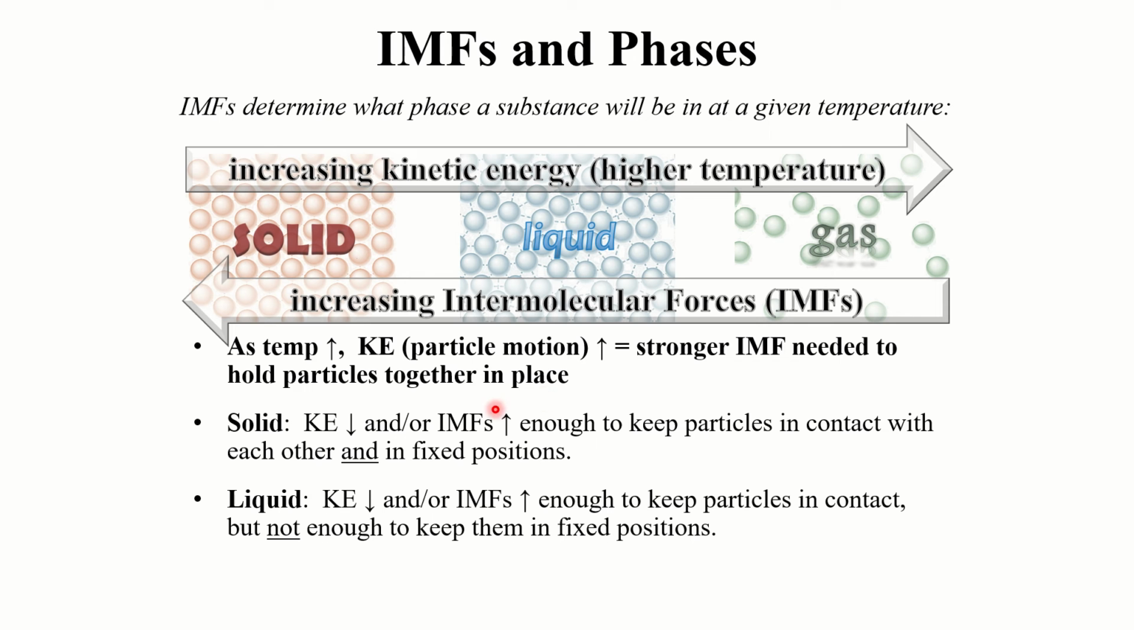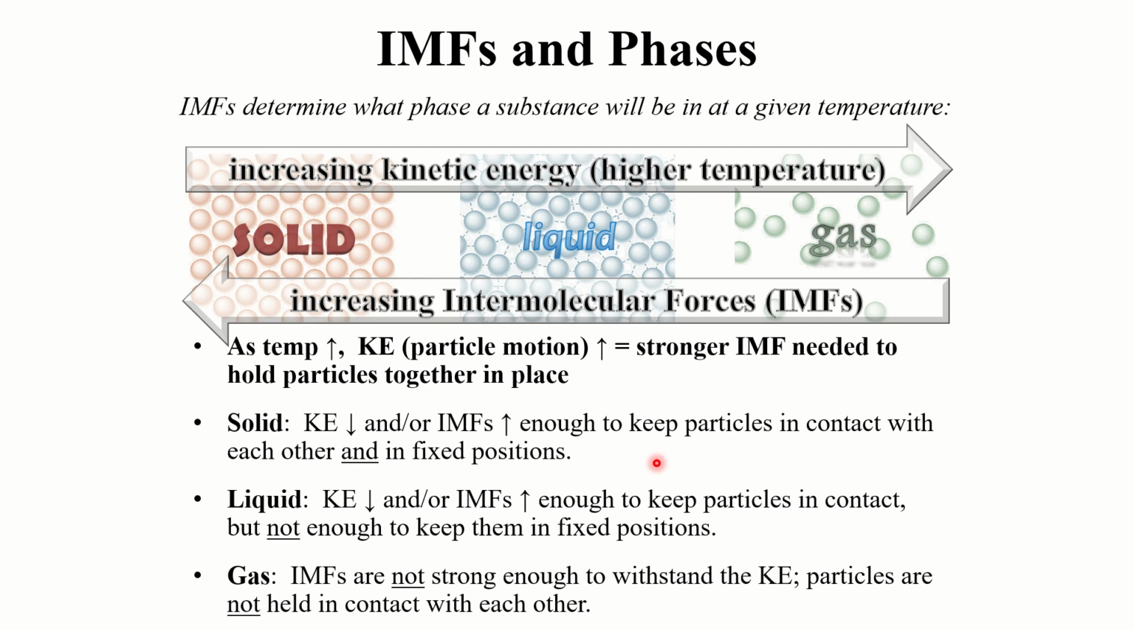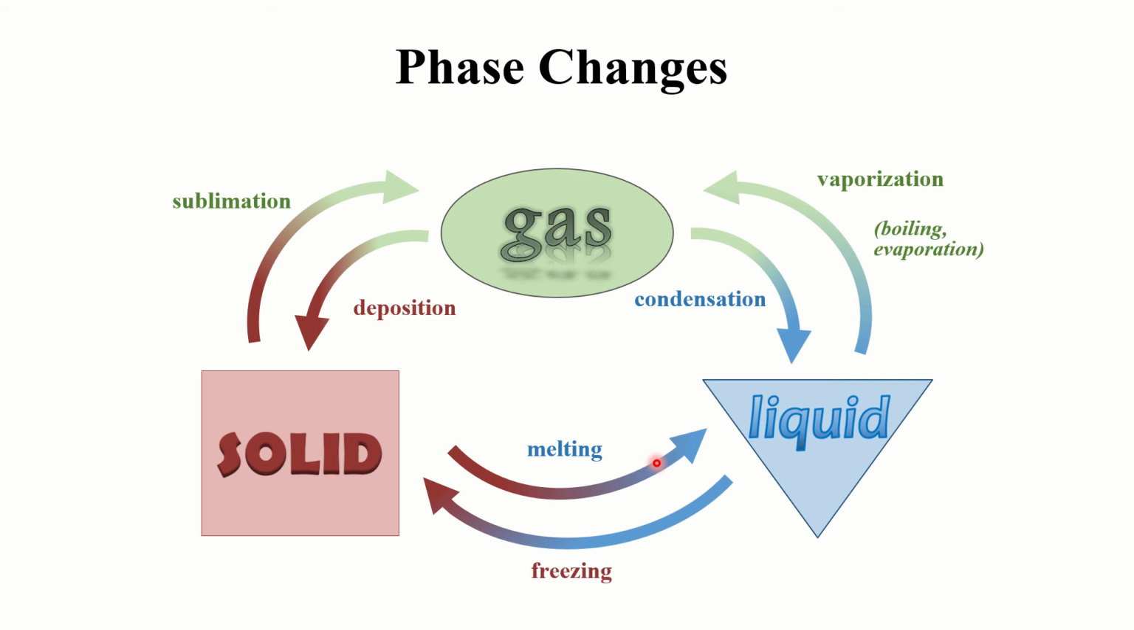In a liquid, we generally have low kinetic energy or low temperatures, and/or we have IMFs that are strong enough to keep the particles in contact with one another, but not so strong that they can be kept in fixed positions. And finally, with gases, IMFs are not strong enough to withstand the kinetic energy. Particles are not held in contact with each other, and they move around randomly to fill both the shape and the volume of the container that they are in.